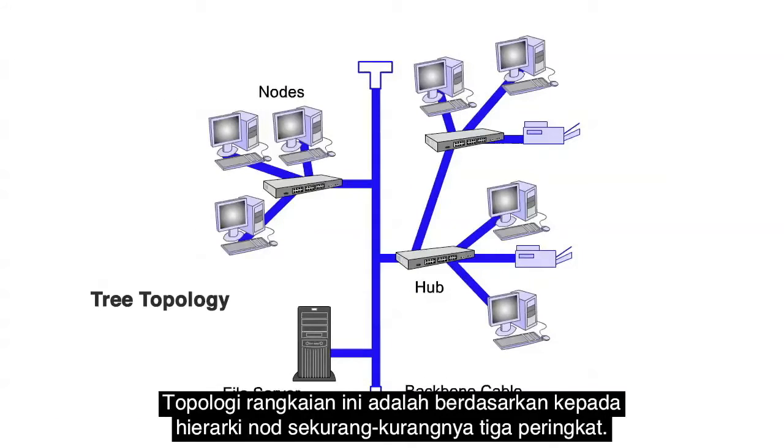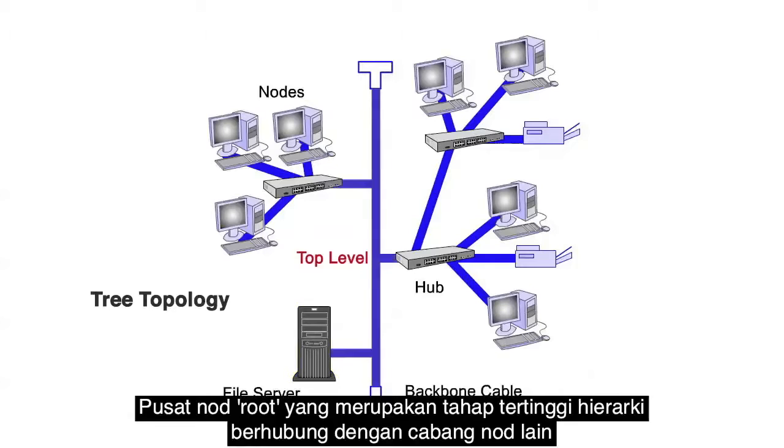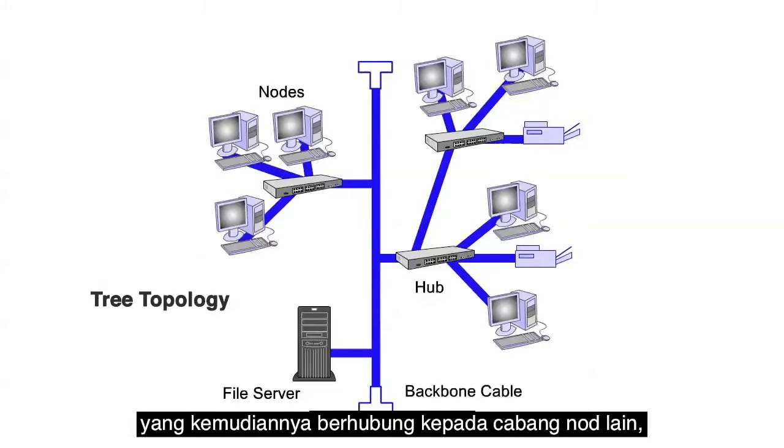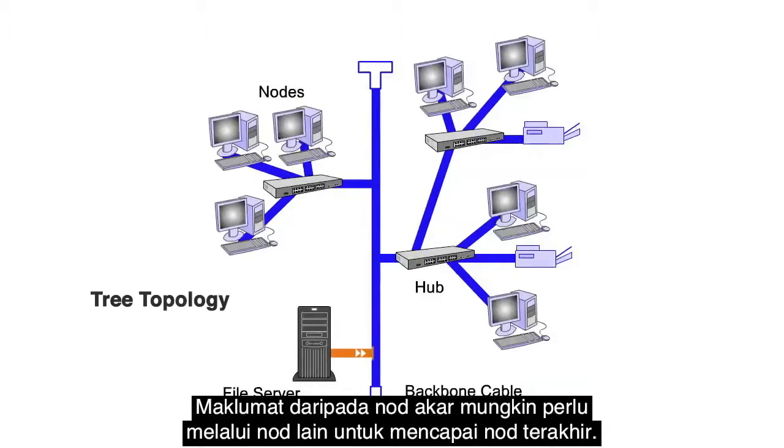This network topology is based on a hierarchy of nodes, at least 3 levels. The central root node, which is the top level of the hierarchy, connects to other branching nodes that are one level lower in the hierarchy, which in turn connect to other branching nodes, forming a tree structure. Information from the root node may have to pass through other nodes to reach the end nodes.